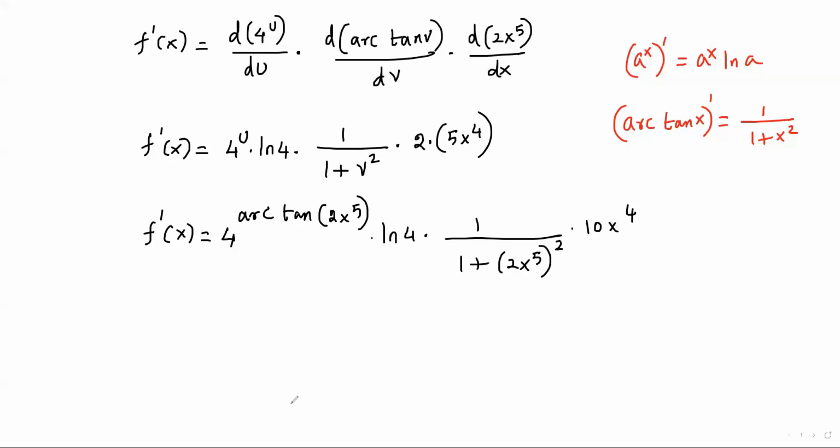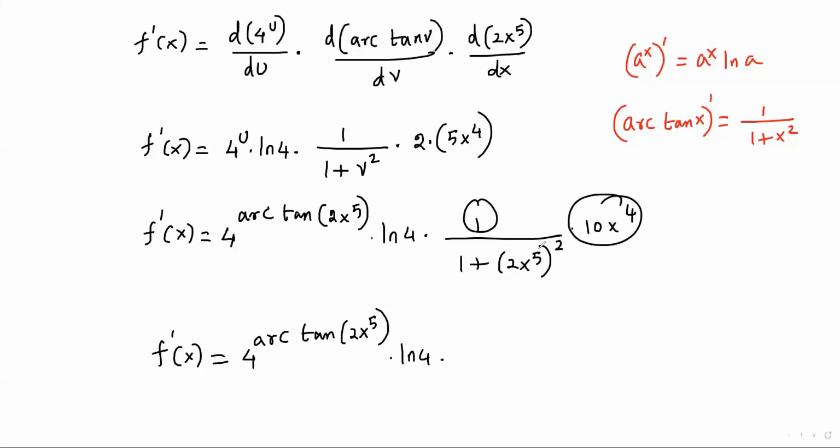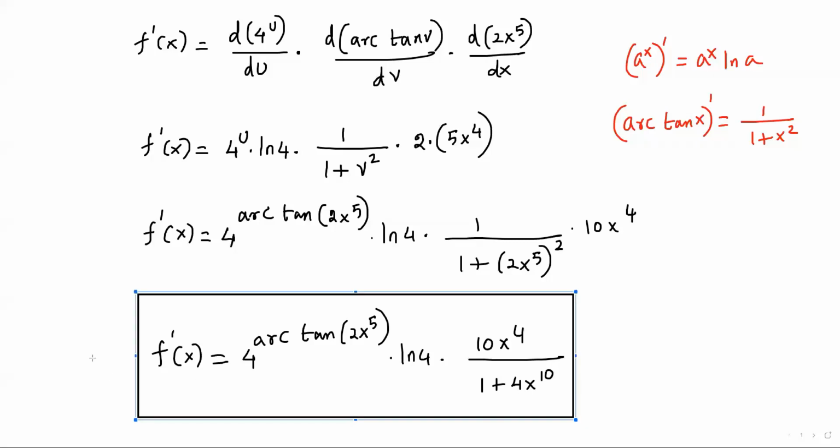So finally, I'm getting f prime of x equal to 4 to the power arctan of 2 times x to the fifth power, times ln 4, times, when I multiply 1 and 10x to the fourth power, 10x to the fourth power over 1 plus, if I apply the exponent 2 to the 2 and to x to the fifth power, it will be 4x to the 10th power. So now I have got the derivative of the given function, f prime of x.